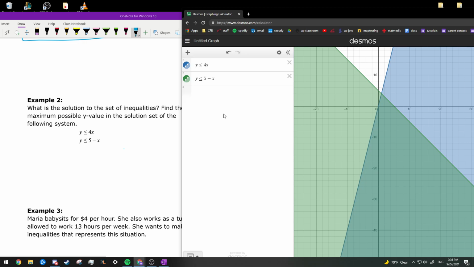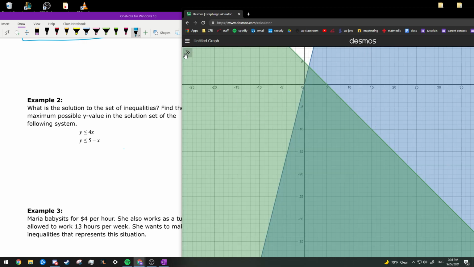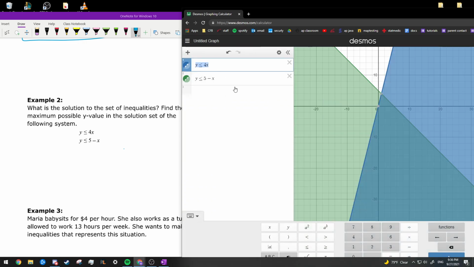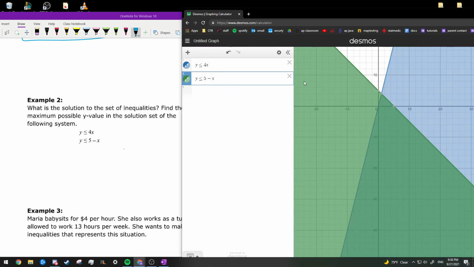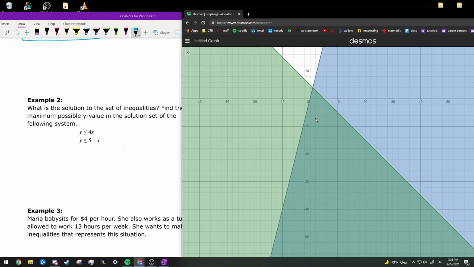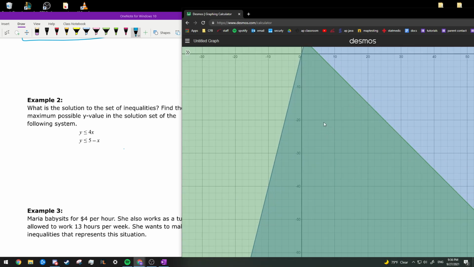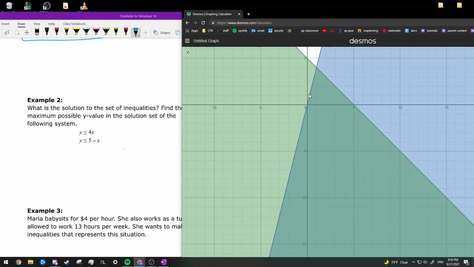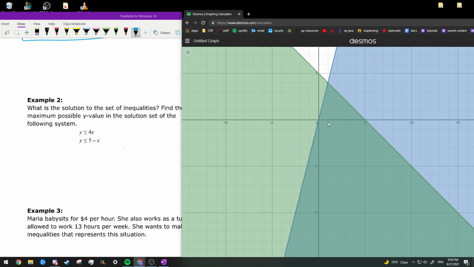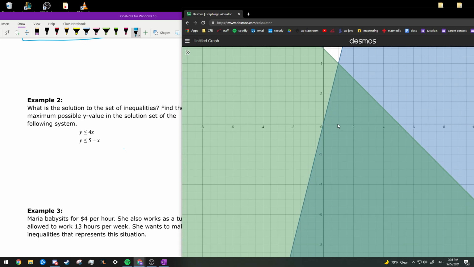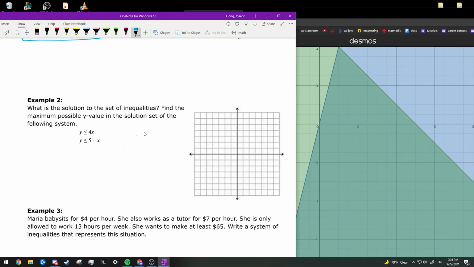Okay, so I graphed this again. I graphed y is less than or equal to 4x and y is less than or equal to 5 minus x. So I need to find a solution in here. I can choose some random solution that's double shaded, like this area. So I can say 0 comma 1 is a solution, just because it's in this double shaded area.